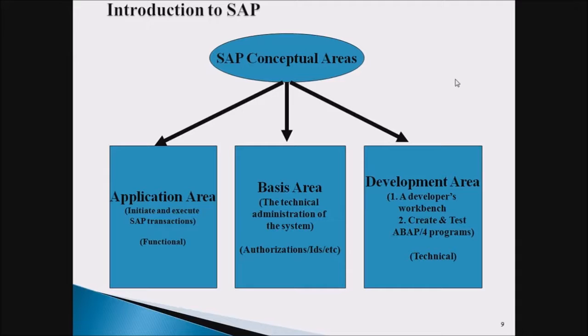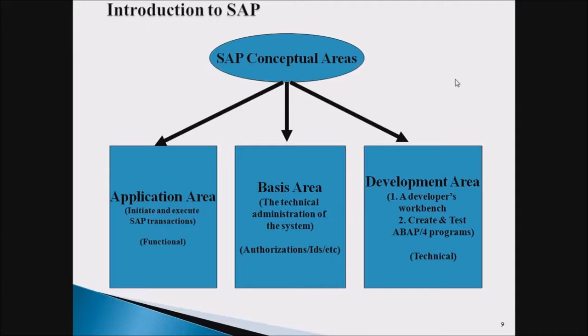Okay. Now coming to the major areas of SAP. This is divided into 3 major areas. One we call the application area, the second is the basis area, and the third is the development area. The basis and the development areas are more on the technical side. The basis area is where you maintain the systems and the servers. Depending on the number of users, you create the user IDs and passwords for every individual. Such activities are taken care of by the basis person.